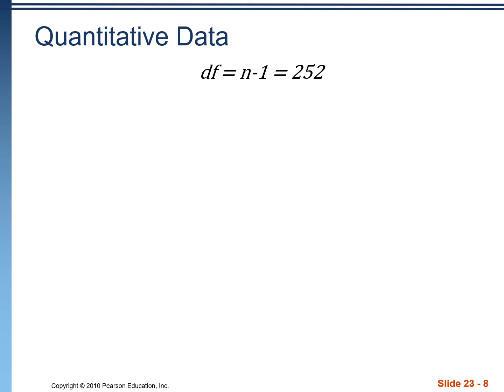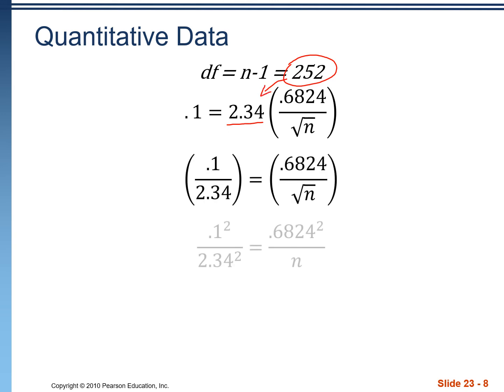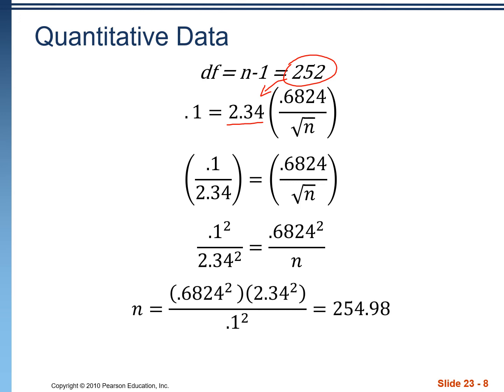Now we look up a critical t-score using that degrees of freedom for 98% confidence. We get something that's close to 2.33. Okay, instead we're using 2.34. Keep in mind, if we had a small sample, this could be different substantially. We redo our problem just like we did before, and we get a new sample size. This time it's 254.98. We round it up. The sample size we want is 255.